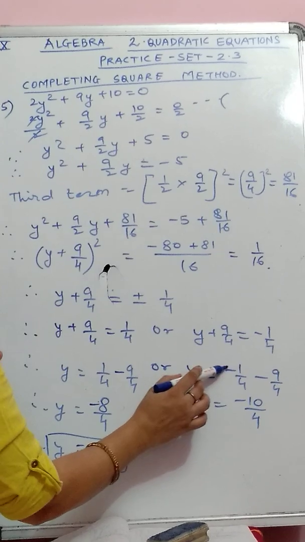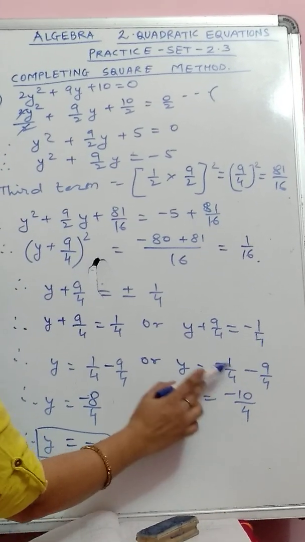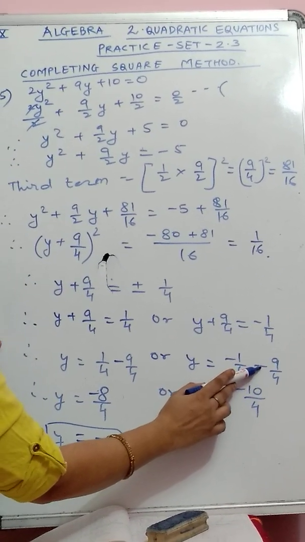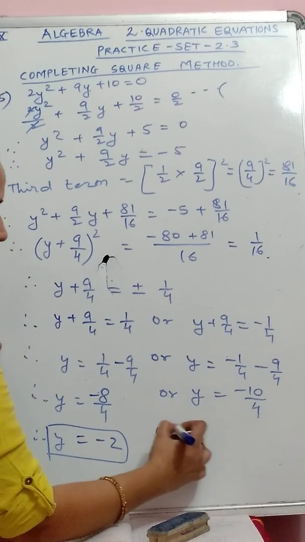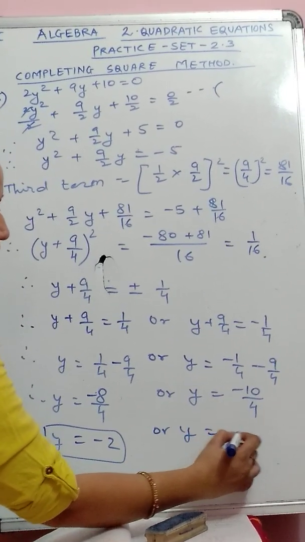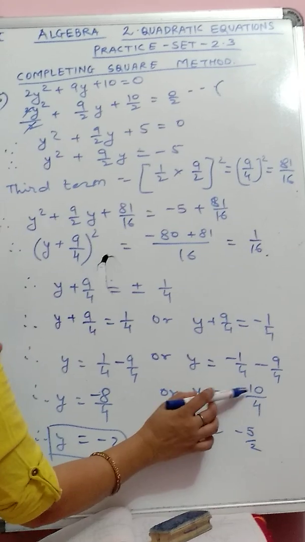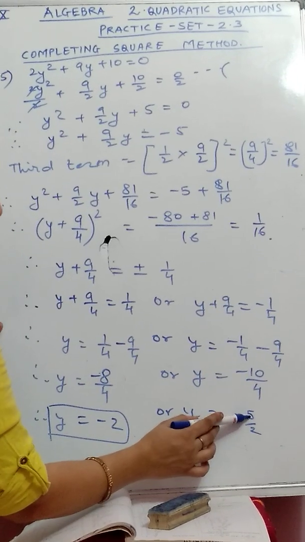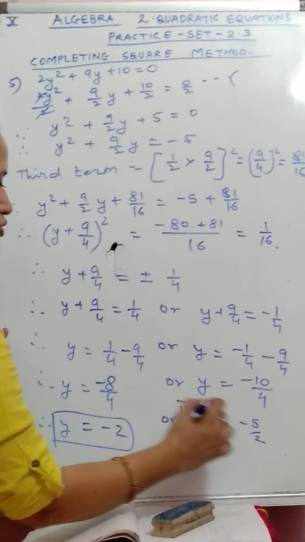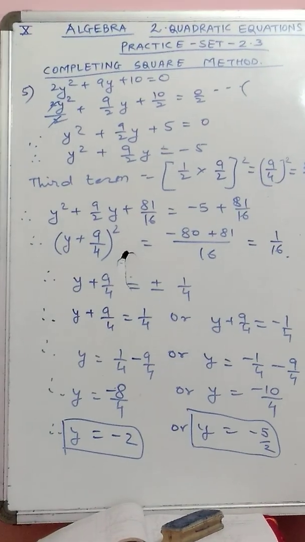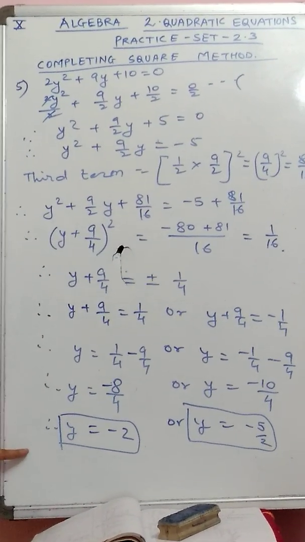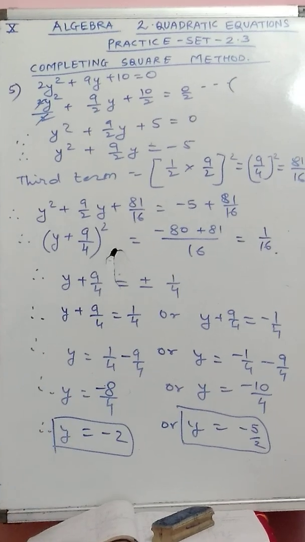How you got minus 10? Minus minus plus and sign of the bigger number. 9 plus 1 is 10 and the sign of the bigger number is minus. Or y is equal to, what will? Minus 5 upon 2. This is 2 5s are 2 2s are. So 5 upon 2 and minus sign was there. So y is equal to minus 5 upon 2. So the solution to this equation is minus 2 and minus 5 upon 2.